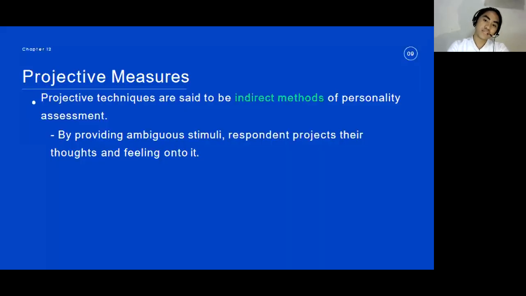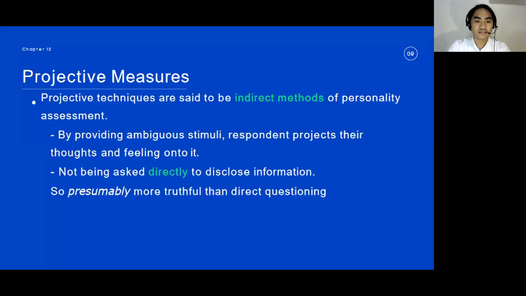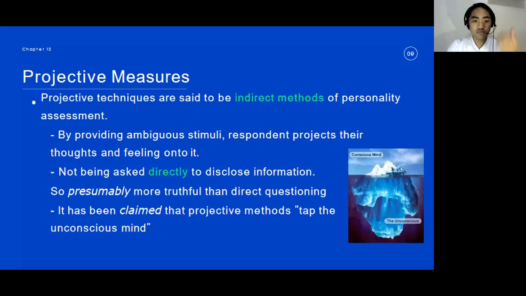Okay, projective techniques are said to be indirect methods of personality assessment, providing ambiguous stimuli. The respondent projects their thoughts and feelings onto it, not being asked directly to disclose information about their behavior, their private life, or their personality. So, presumably, hopefully, projective techniques or measures are more truthful than anything else.